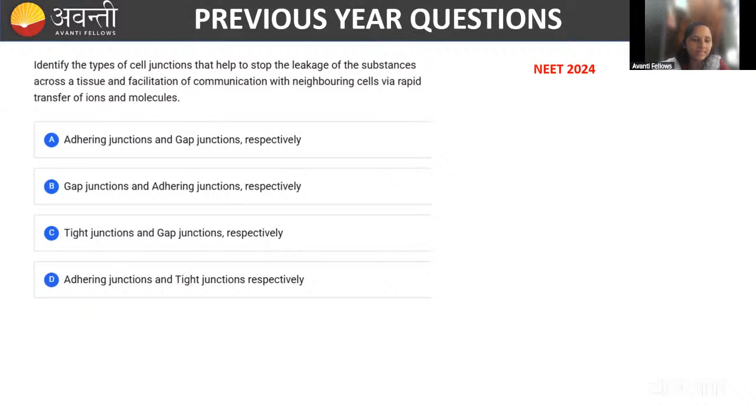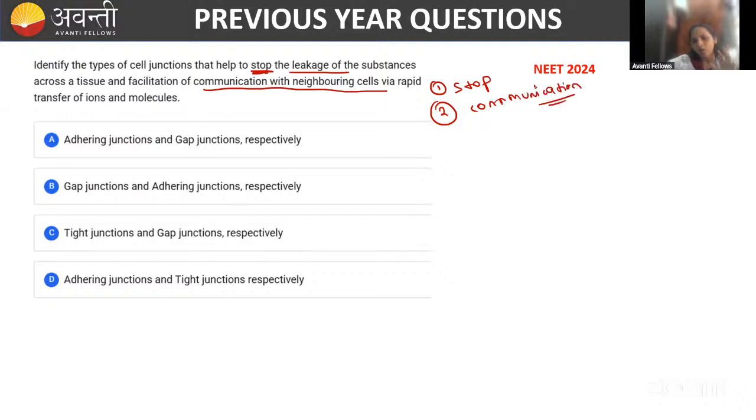Identify the types of cell junction that helps to stop the leakage. Remember, that helps to stop the leakage of substances across the tissue and facilitation of the communication with the neighboring cell. Here, guys, you have to identify the two junctions. First one is stopping, and second one is helping in the communication. Now I will run the poll. You can answer me in the poll, guys.